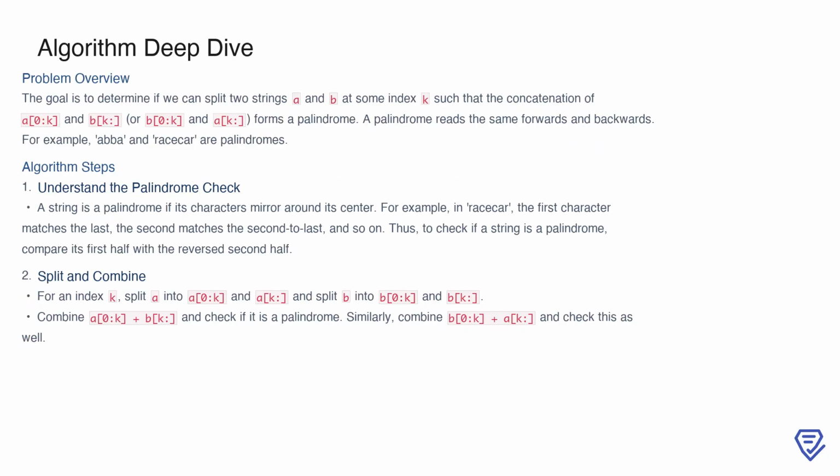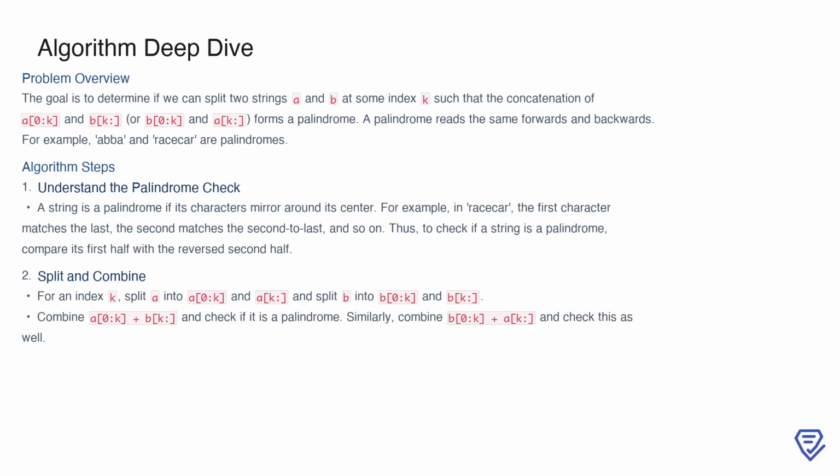To solve this problem, we aim to determine if we can split two given strings, A and B, at some index k so that the concatenation of their respective parts forms a palindrome. A palindrome is a string that reads the same forwards and backwards, such as ABBA or Recursion. The challenge lies in efficiently identifying this split point and verifying the palindromic combinations.